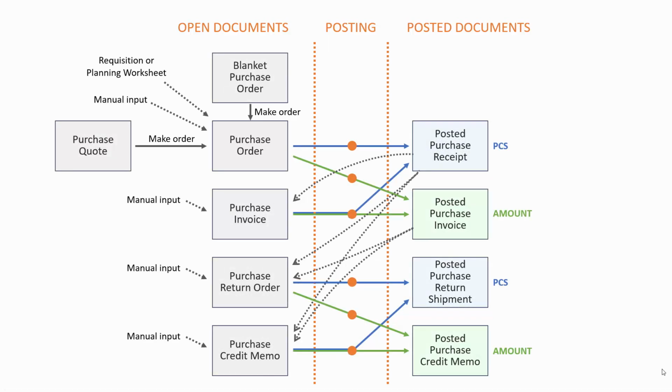So the complete overview of all the documents can be seen here, and it's explained in detail in another video. But basically, those are all the open documents on the left-hand side, and when you post them, they turn into all those different posted purchase documents.